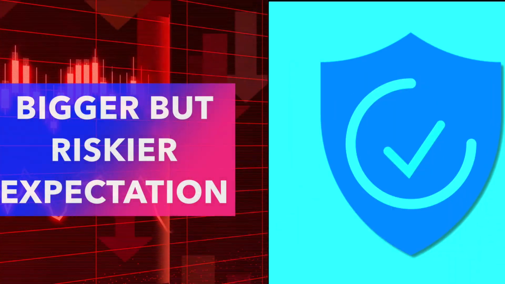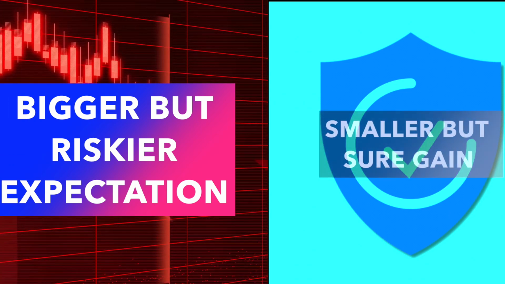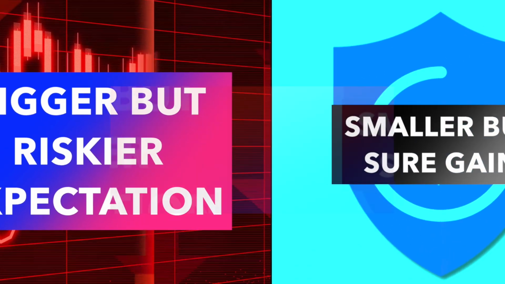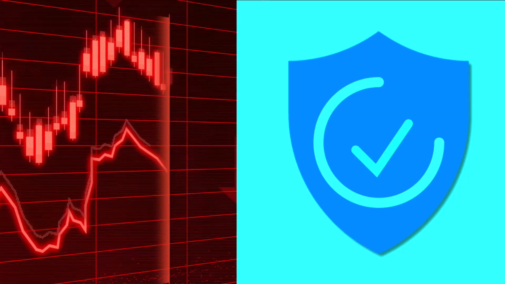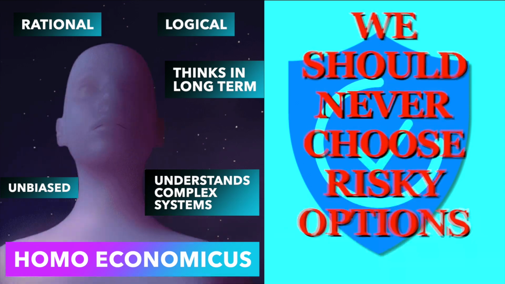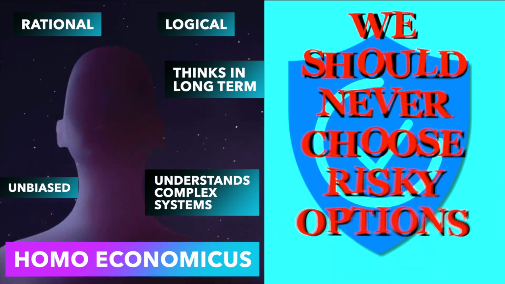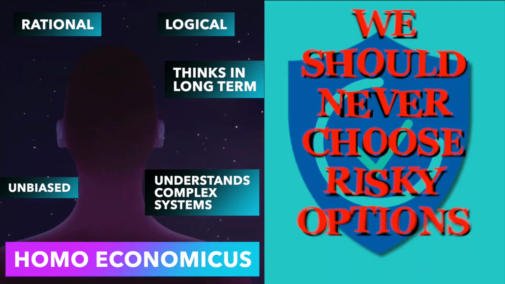On the other hand, the preference of a bigger but riskier expectation over a smaller but surer gain is called risk seeking. So basically, we humans exhibit either a risk-seeking behavior or a risk-averse behavior. Now, if we human beings are rational, which the economics textbooks try to teach us that we are, then we should always choose a risk-averse outcome, and we should never choose a risk-seeking outcome.